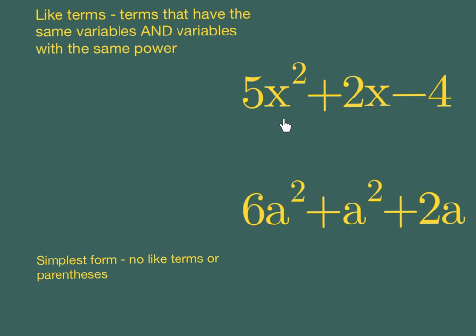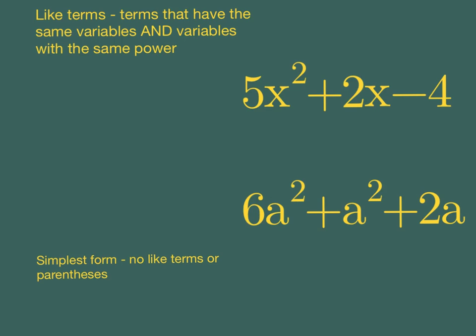All right? So even though both of these terms, 5x squared and 2x, have the same variable, they do not have the same power. One is squared and one is just to the first. So these are not like terms. And neither is the negative 4 because it doesn't have an x. Okay? On the bottom, we have 6a squared plus a squared plus 2a.